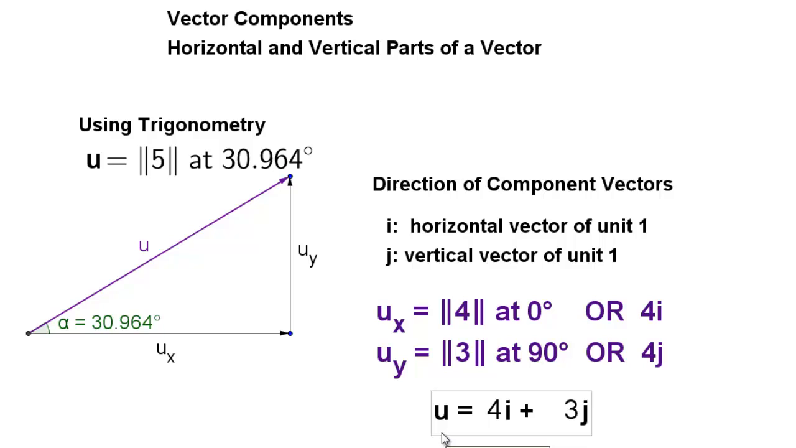So vector u can be more concisely written as the sum of its two horizontal and vertical component vectors written using those unit vectors i and j. So u is equal to 4 times i, 4 times the unit vector in the horizontal direction, plus 3 times j, the unit vector in the vertical direction.